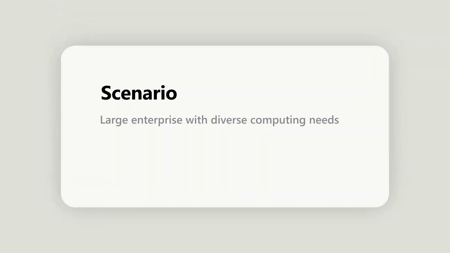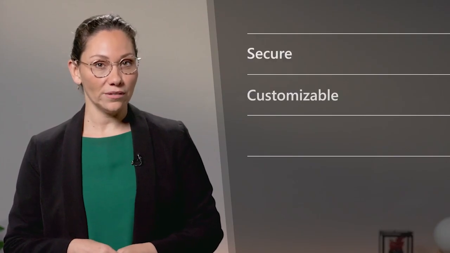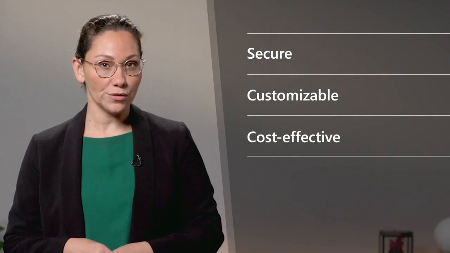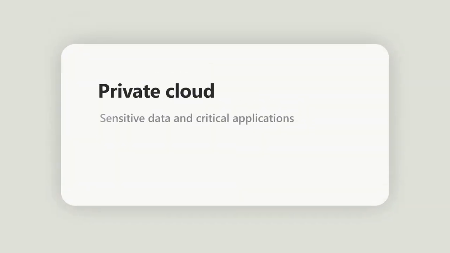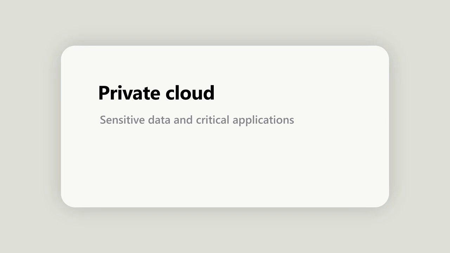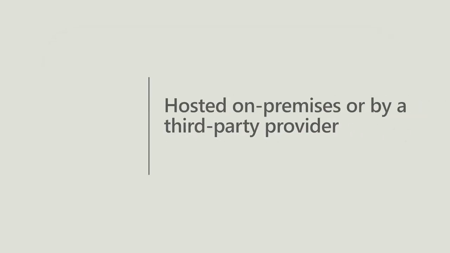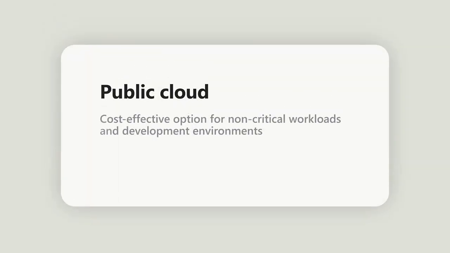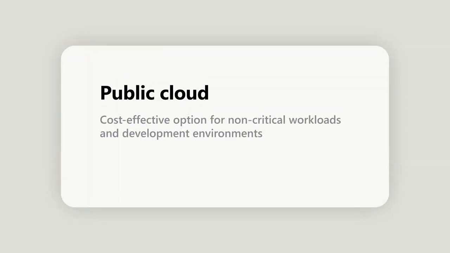Consider a large enterprise with diverse computing needs. This enterprise requires a highly secure and customizable environment for its core business applications, while also leveraging cost-effective public cloud services for other tasks. To meet these requirements, the enterprise adopts a hybrid cloud approach. It does so by combining a private cloud for its sensitive data and mission-critical applications. The private cloud infrastructure, hosted on-premises or by a third-party provider, gives the enterprise greater control, security, and customization options. And for non-critical workloads and development environments, the organization can make use of the cost-effective public cloud.